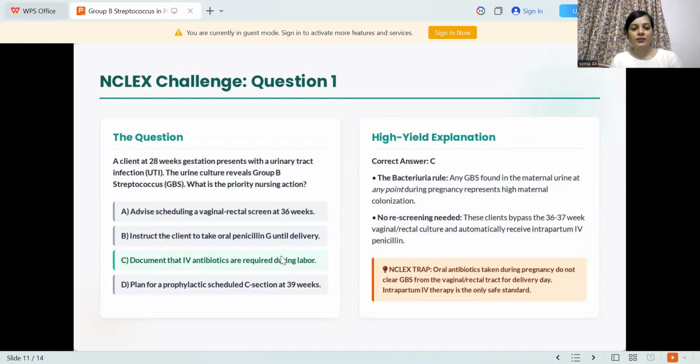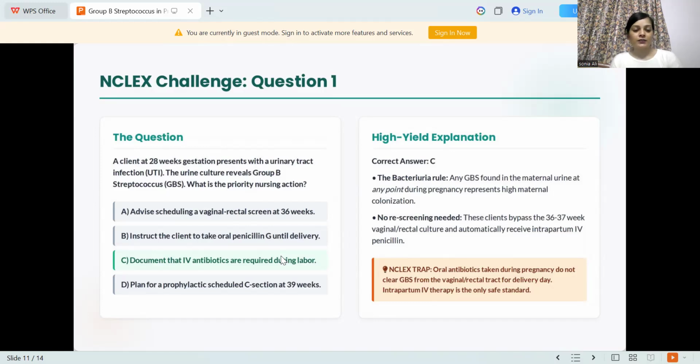Now we see the NCLEX challenge questions. We already discussed this in the previous slide, so we will solve this question. A client at 28 weeks gestation presents with a urinary tract infection. The urine culture reveals group B streptococcus, GBS. What is the priority nursing action?